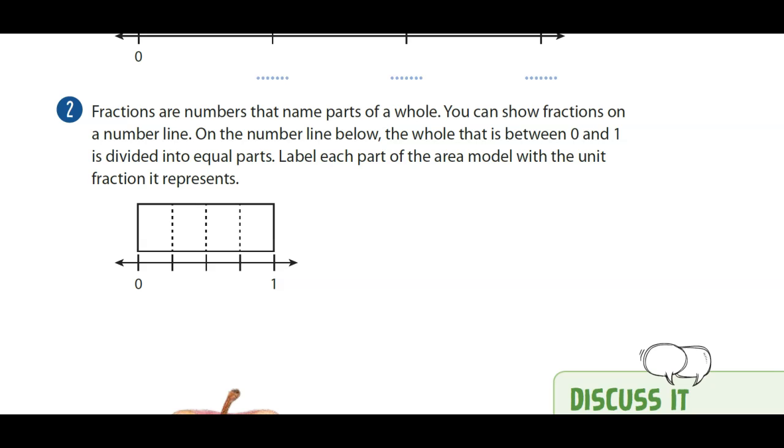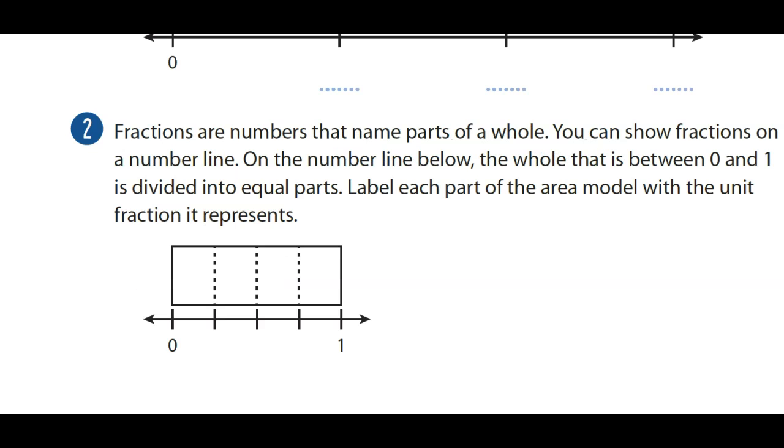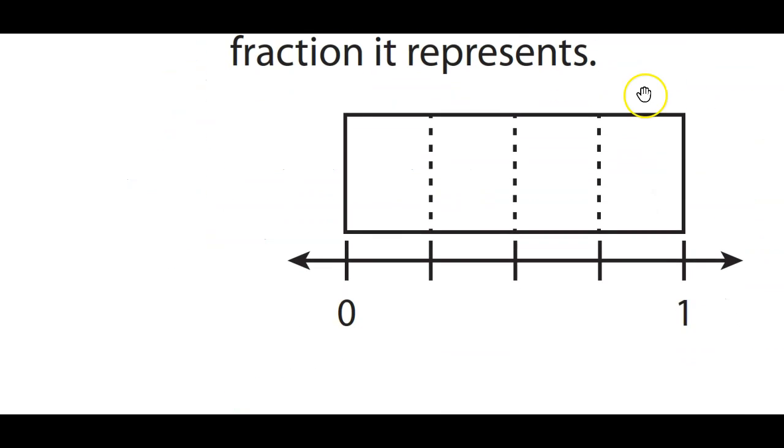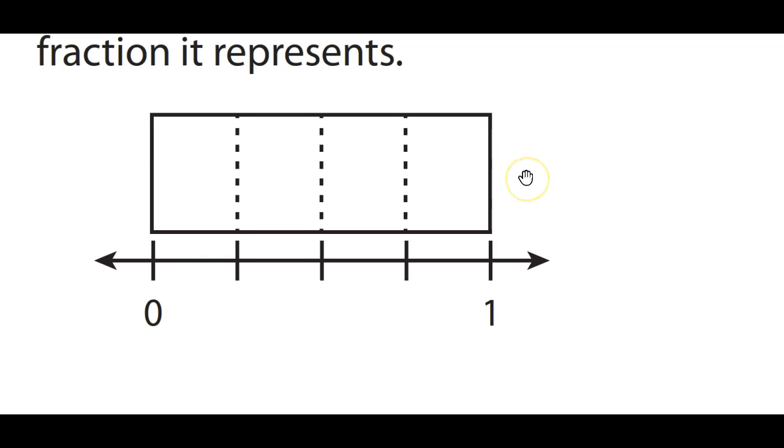So this is what they mean. Okay? So it's divided into how many sections? 4. Okay? And the unit fraction for the first square is? 1/4. Yeah, okay. A unit fraction is always going to have 1 at the top.